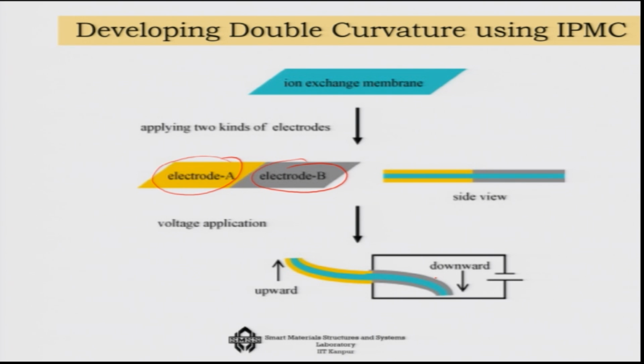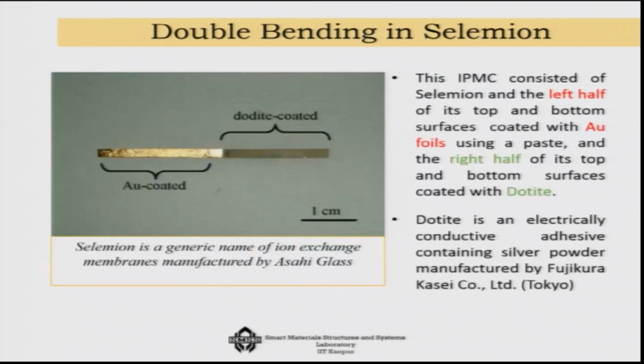So, you can generate actually both directional bidirectional bending in the system by choosing electrodes suitably. So, that is a strategy that many times is used. So, that is one of the strategies of developing the double curvature using IPMCs.